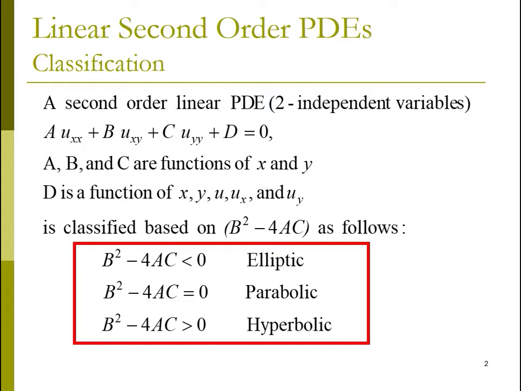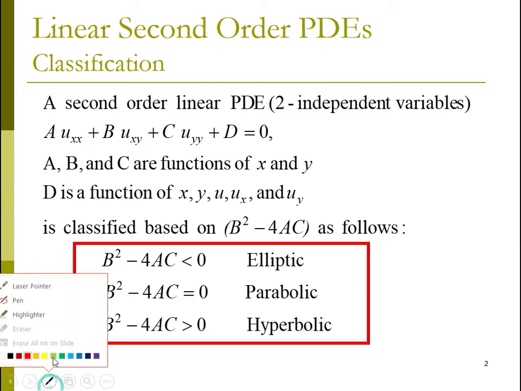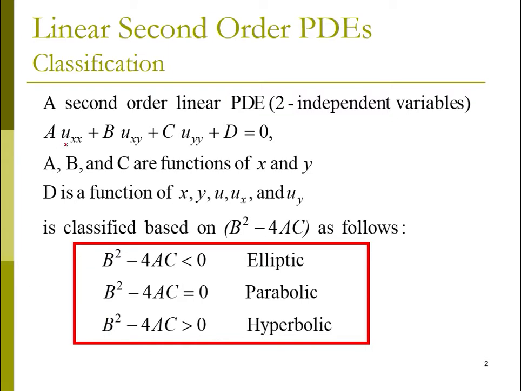A second order linear partial differential equation a into uxx plus b into uxy plus c into uyy plus d is equal to 0, where a, b and c are functions of x and y and d is a function of x, y, ux and uy, is classified based on b square minus 4ac as follows.